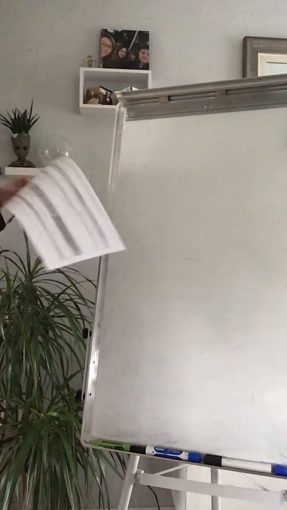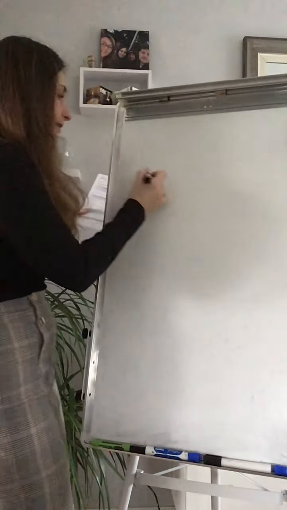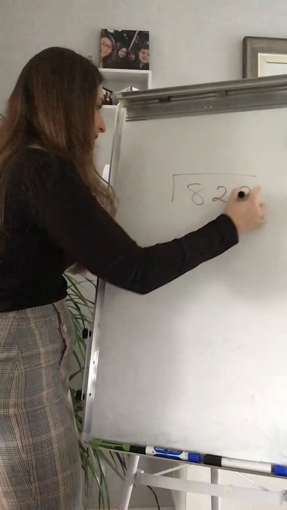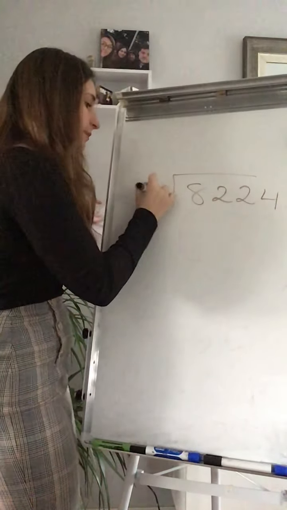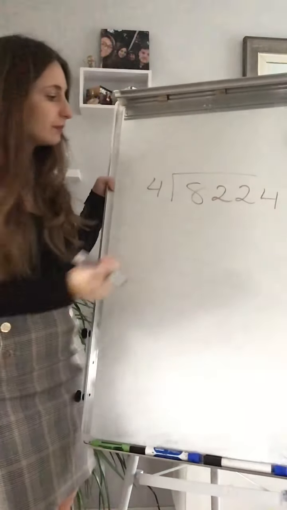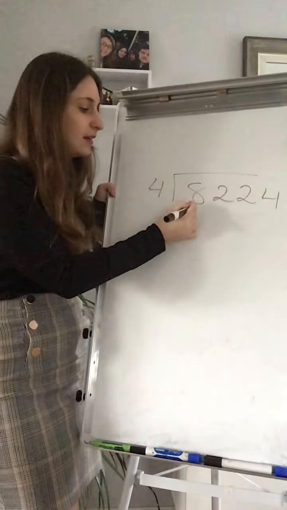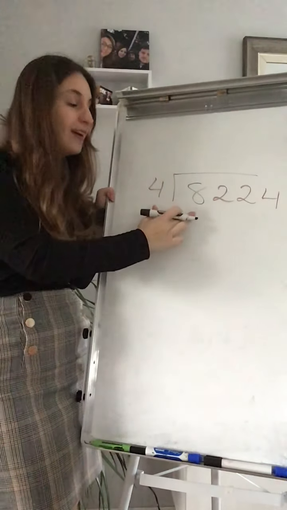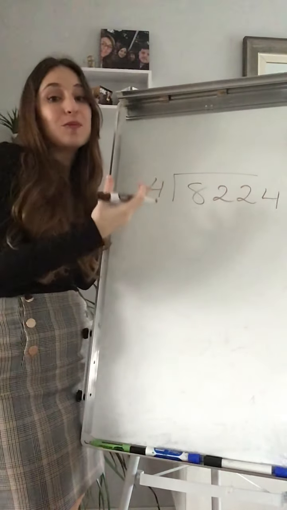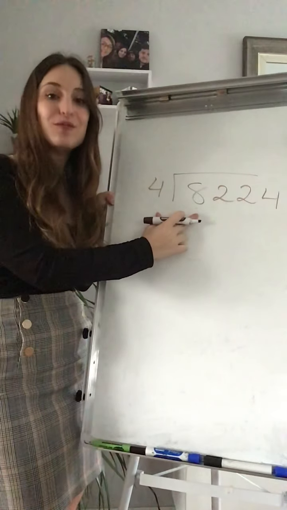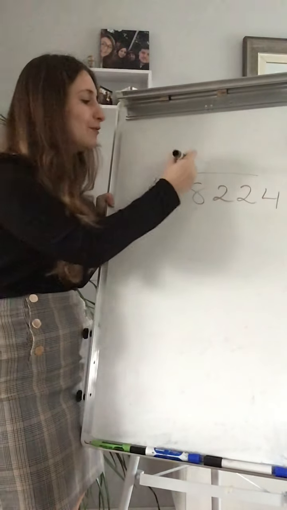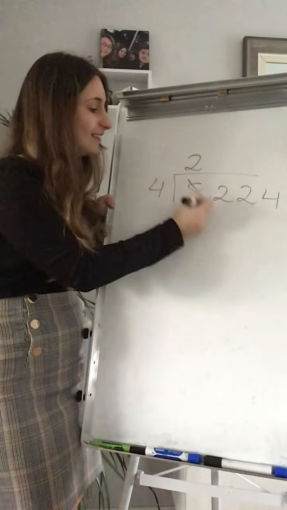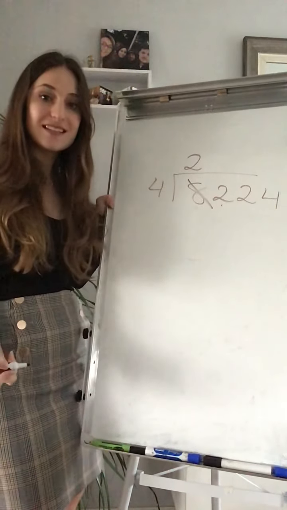Let's try the last one together. 8,224 divided by 4. Let's look at the first value, which is my thousands, and that's the one that I need to start with. 4 times what is 8? 8 is a multiple of 4. 8 is on my 4 timetable, and I can get it by doing 2 times 4 is 8. So I'm going to my hundreds.